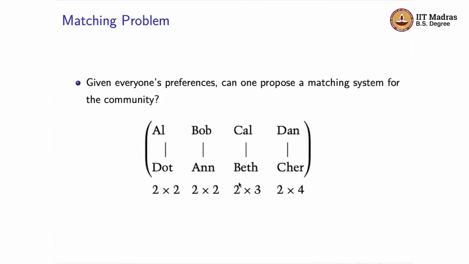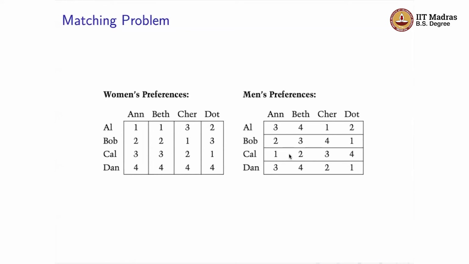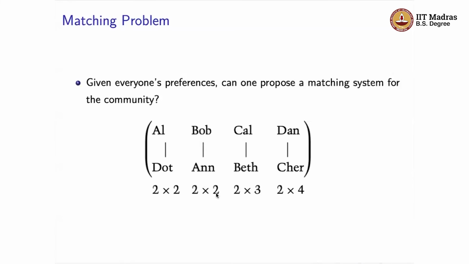For example, what does this 2 cross 3 mean when you say Cal and Beth? From here, you can see that Cal had ranked Beth second, right? This is the number here. And Beth had ranked Cal third. So that is this 2 cross 3. So the 3 refers to Beth's ranking of Cal, and the 2 refers to Cal's ranking of Beth. Similarly, 2 cross 4 means that Dan had ranked Cher second and Cher had ranked him fourth.